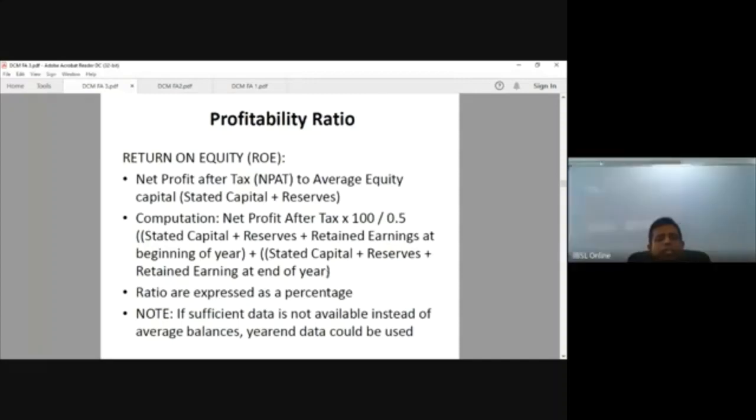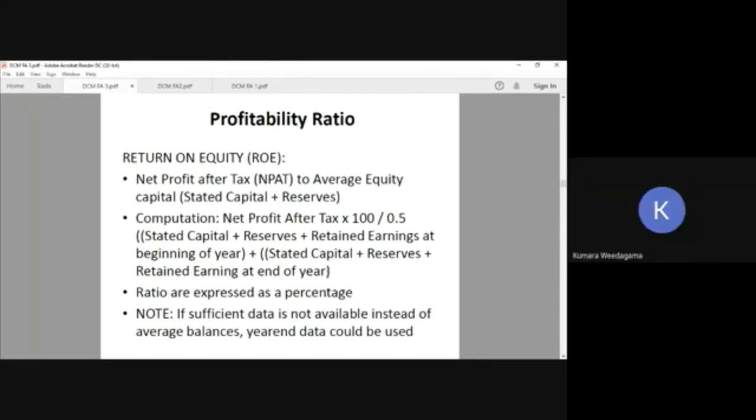You take net profit after tax, divided by average equity. Why do we take the average equity? Because net profit after tax is an income statement item. Sometimes. The line is not clear, sir.